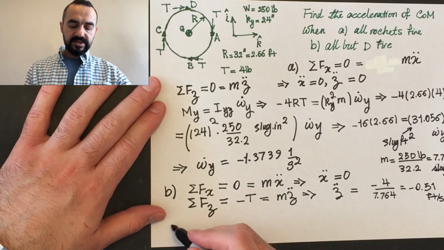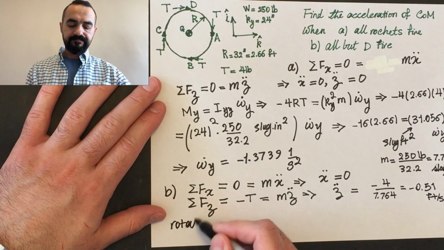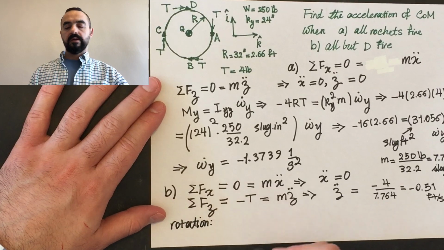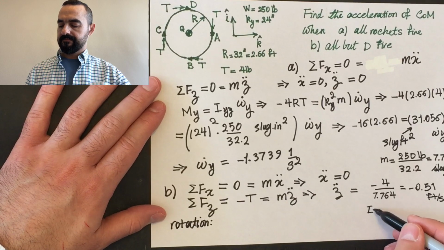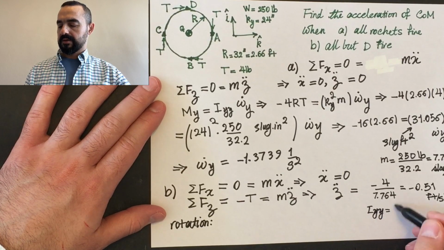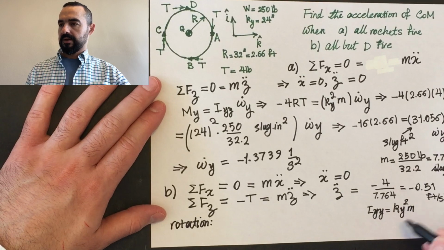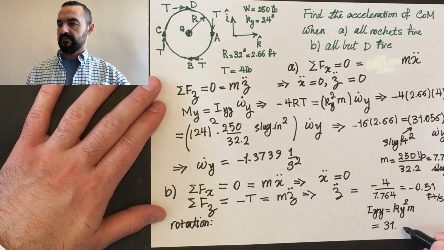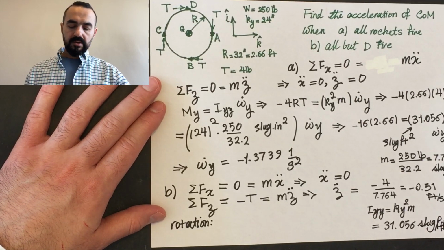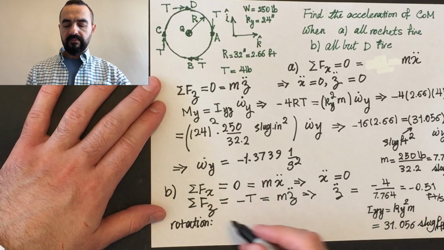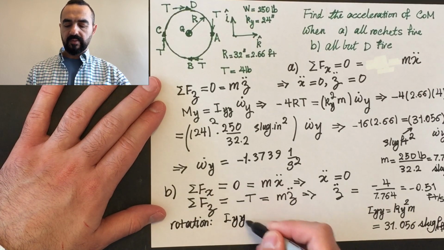And then we have rotation, just like before. So again, let me also compute I by y here. Again, k y squared m, and this is 31.056 slug-feet squared. Sorry, slug-feet squared, not per feet squared. So rotation. So we have I by y, just like what we had for part A.